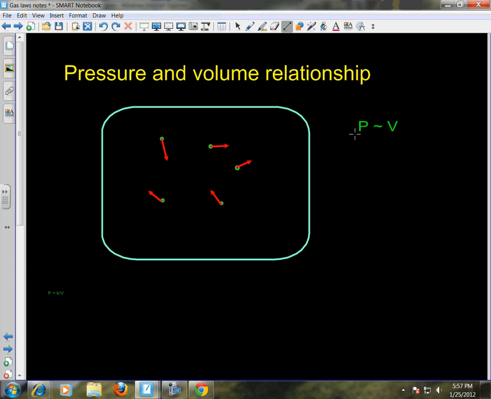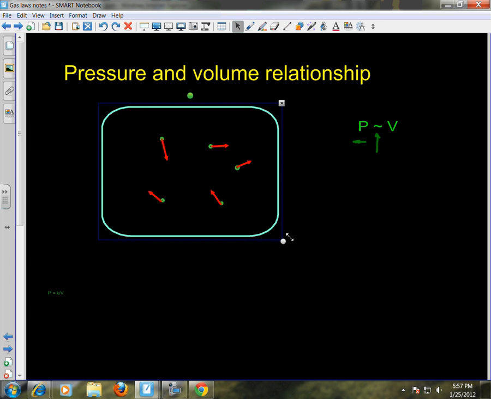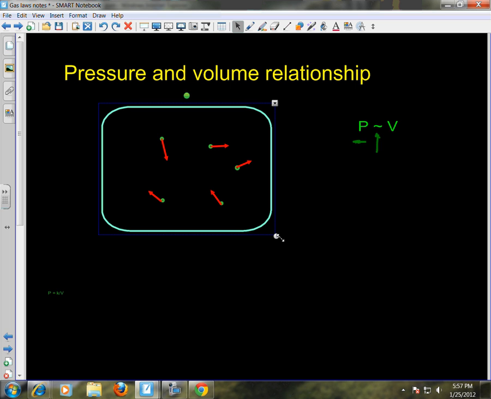Now, if we look at this relationship of pressure and volume, all this sign here means is, how do these two things compare? Keeping everything else constant, if I start to decrease the volume of this container, pressure is the force per unit area, and the area is decreasing. If the area decreases but the collisions are the same, we get an increase in pressure. So the smaller the container, the higher the pressure.